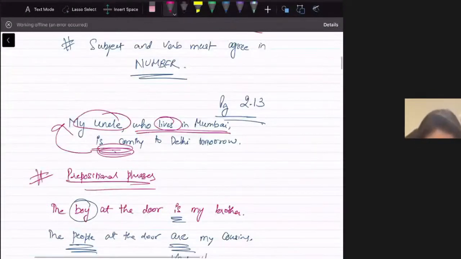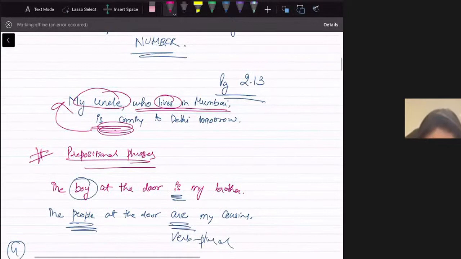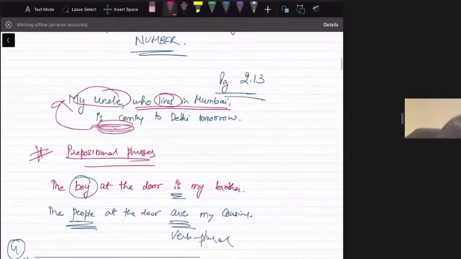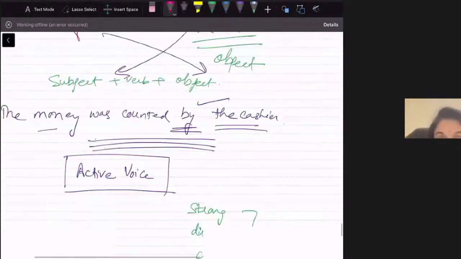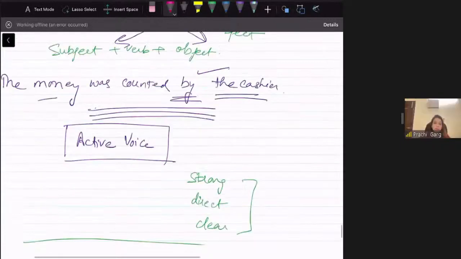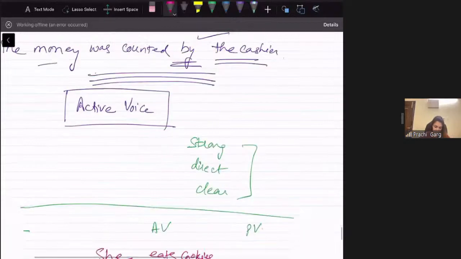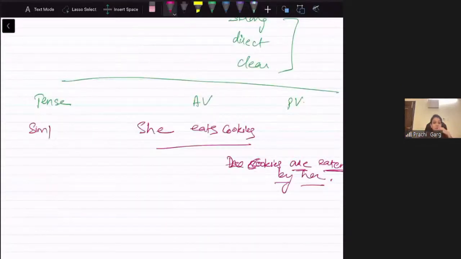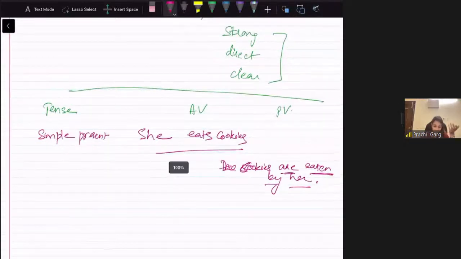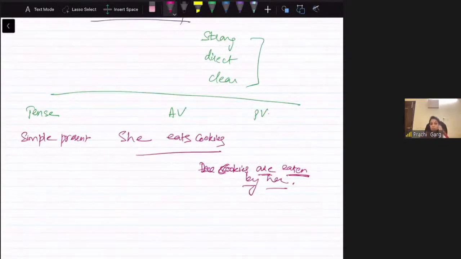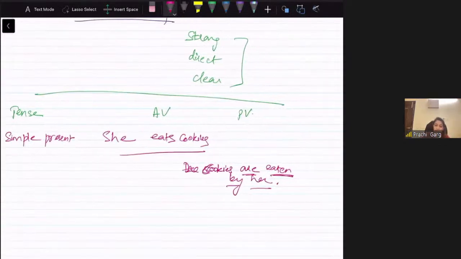Okay, so like I was just telling you that in present tense, when we have a sentence in simple present form, I was explaining that when we have active voice in simple present tense, when we change it to passive voice, this is how it works.